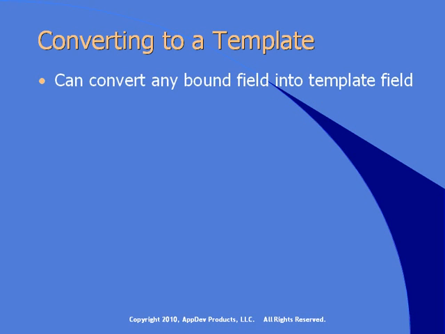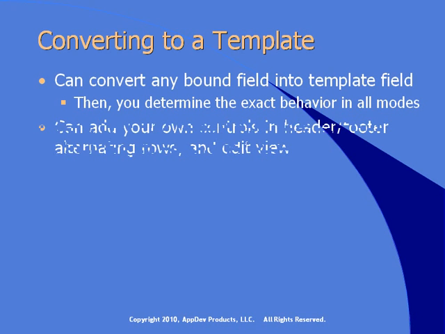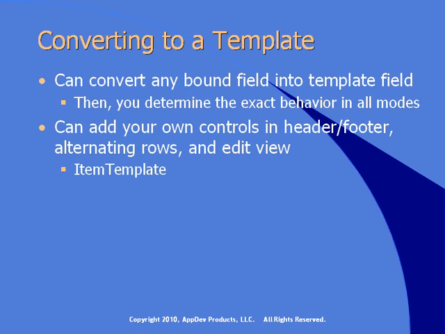You can convert any bound field into a template field, and then you determine the exact behavior in all of the modes, in edit mode, in normal mode, and all sorts of modes. You can add your own controls, for example, in the header or footer, in alternating rows, and in edit view. There are templates in the design of the grid that allow you to do this.